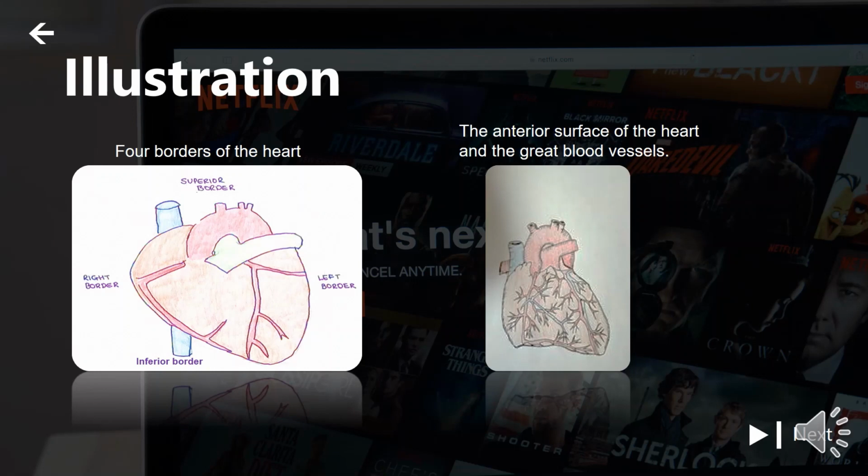And in the right illustration, it is the anterior surface of the heart and the great blood vessels.